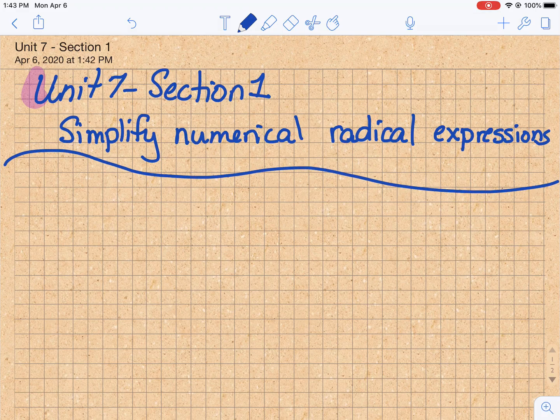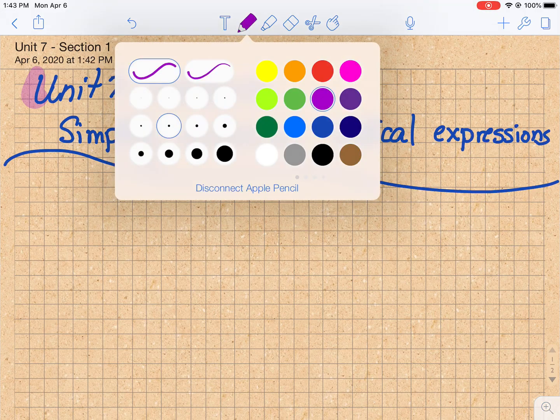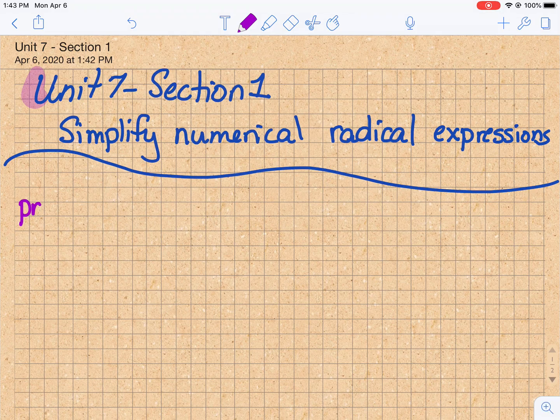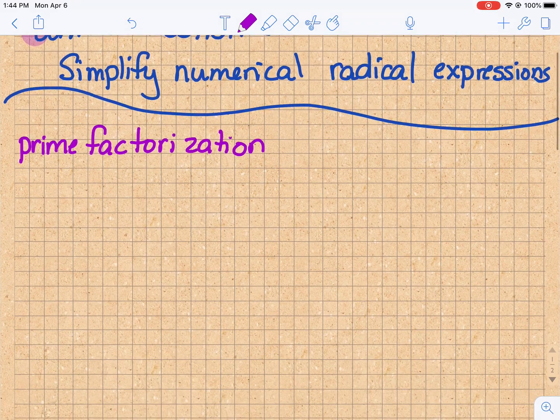So before we get too deep into this, let's talk about prime factorization. Prime factorization is where you take a number and you write it in expanded form with just prime factors. You may remember doing a factor tree. And actually that's what I'm going to use here. So for example, if we had the number, let's start with 20.